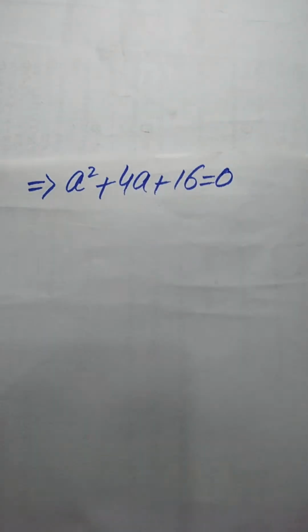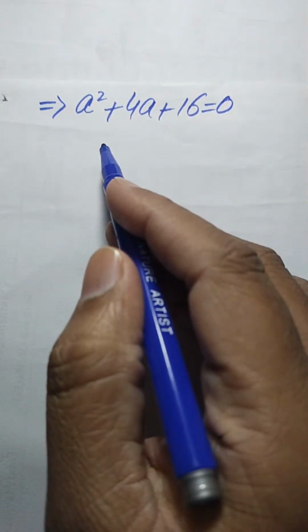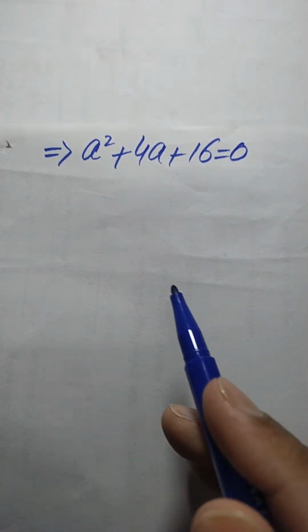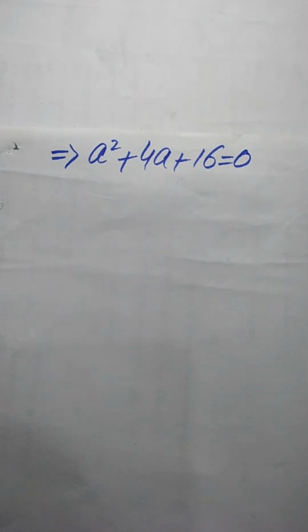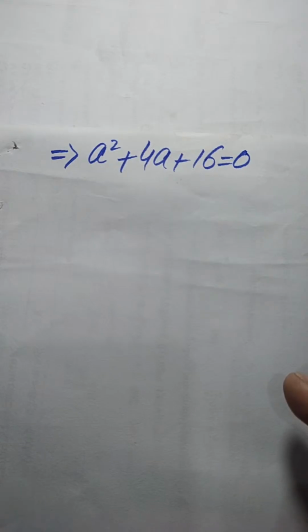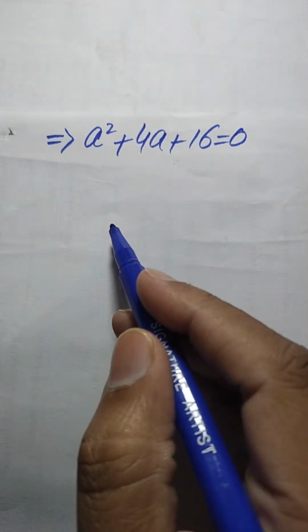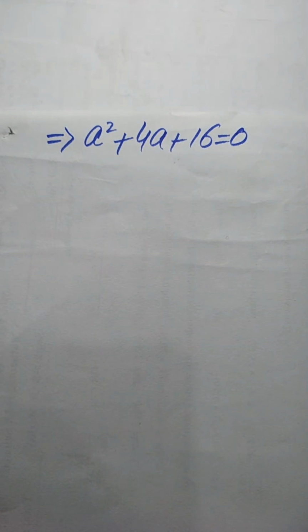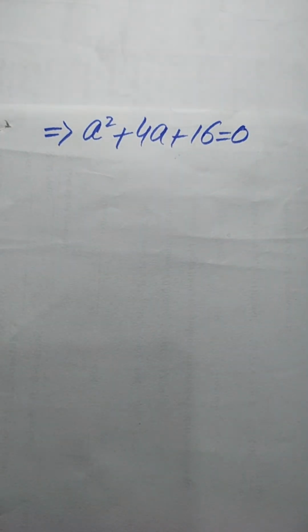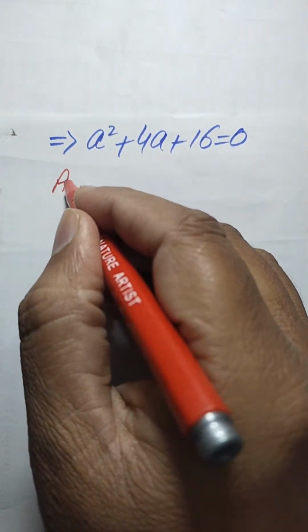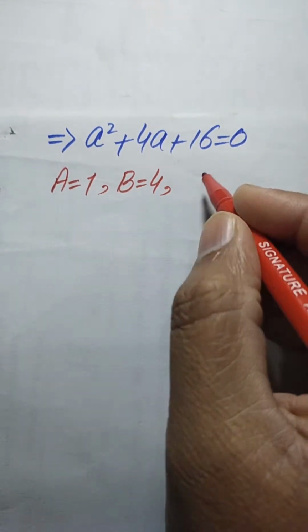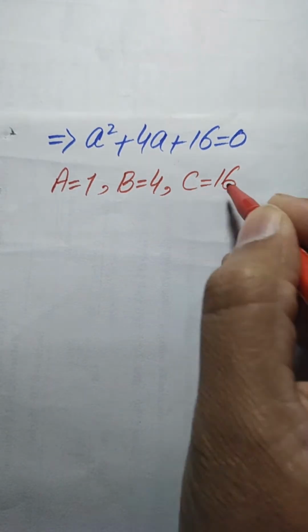So further you see our above fourth order equation becomes a quadratic form with variable a. You know that there are three methods to solve a quadratic equation. The first method is the factorization method, the second one is the completing square method, and the third one is applying the quadratic formula. Here we use the quadratic formula to solve this quadratic equation. For this we need to write the coefficients of this equation: capital A equals 1, capital B equals 4, and capital C equals 16.